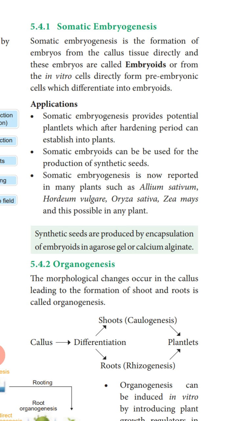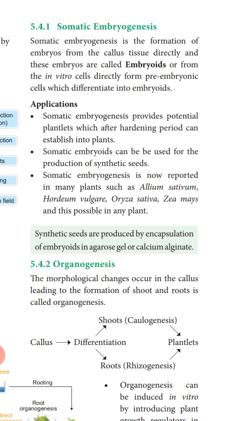That is, from the explant, taking a tissue, that tissue will undergo callus formation. This tissue will lead to the formation of the callus. From the callus, the embryo is developed directly, and that is called an embryoid. Or in the in vitro culture, pre-embryonic cells are cultured to develop into embryoids.